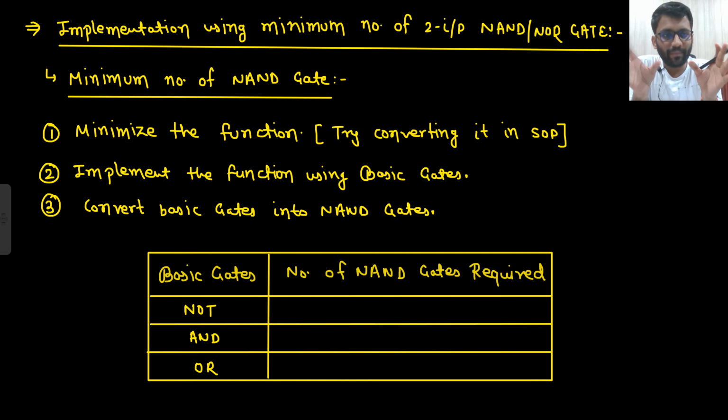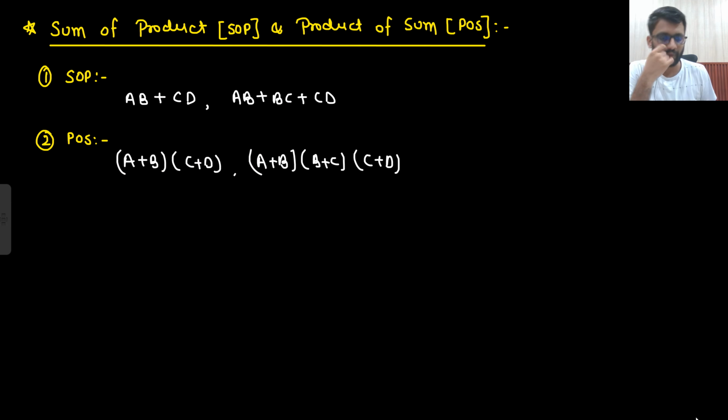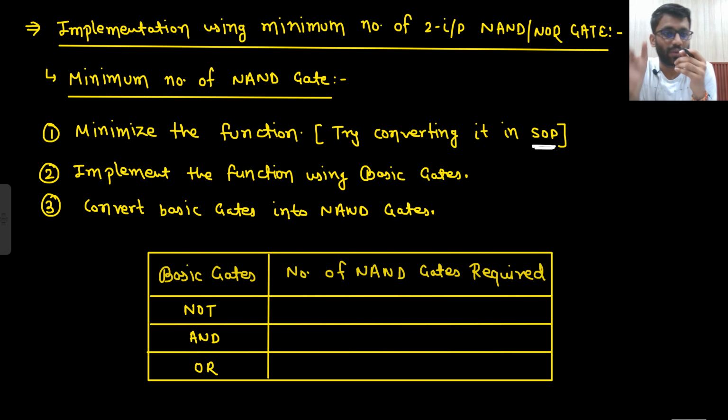Now let's start our topic. We need to implement a random Boolean function using the minimum number of NAND gates. First we will study NAND gates, then we will study NOR gates. You might not be able to remember these points, but when I am talking about NAND gates, you should always think about SOP, sum of product. So my target will be to implement the function in sum of product form. When I talk about NAND gates, my target will be sum of product. This is what you need to remember.